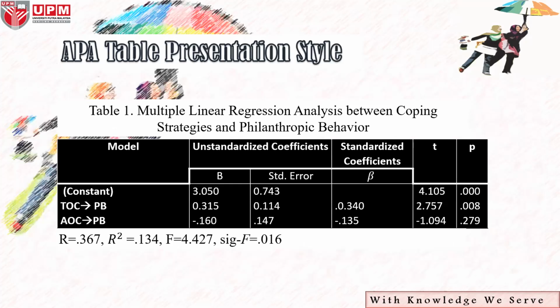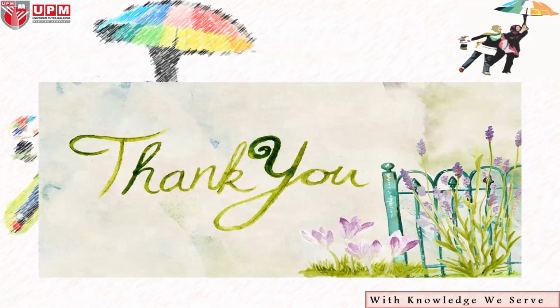In terms of APA table, Table 1, multiple linear regression analysis between coping strategies and philanthropic behavior. We include the model, constant, task-oriented coping and PB, AOC and PB. We report the unstandardized coefficient, standardized coefficient, T, and significant T. Then we also report the multiple correlation coefficient, coefficient of determination, F value, and significant F below the table. Okay, next question.